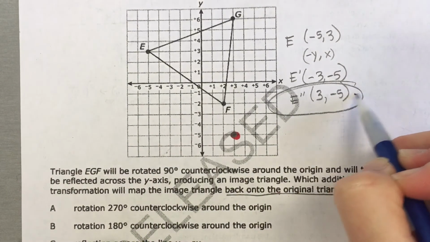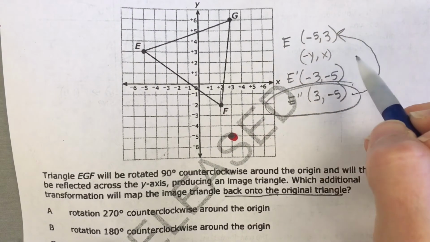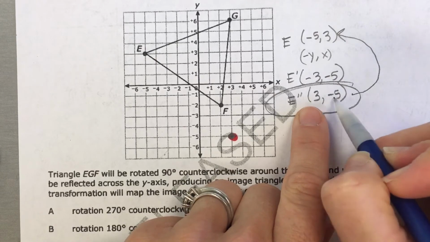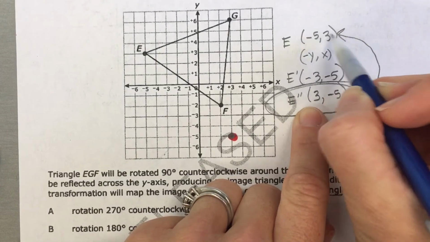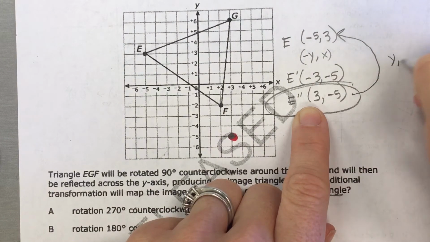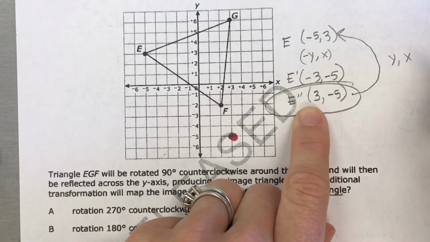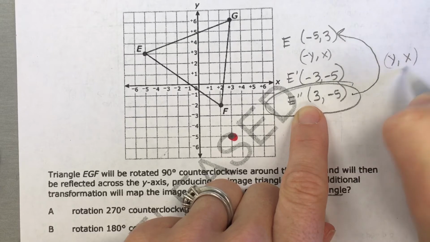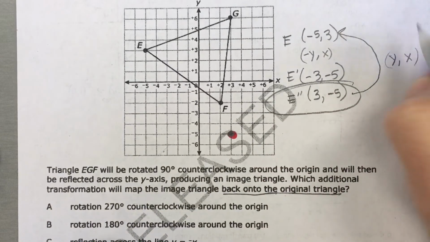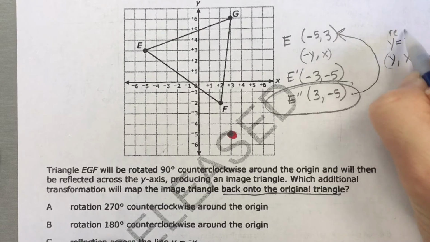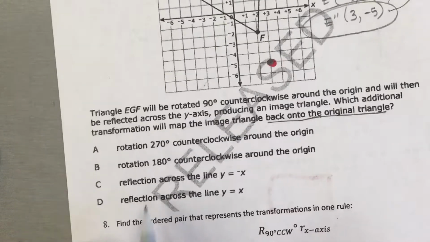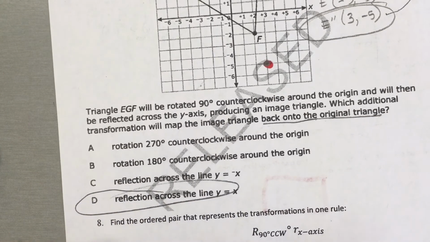So I need this point to go back to that one. Well, if you notice, if I want to go back to that one, they need to switch places. They need to switch places, and, oh, that's it. Neither one of them changed signs. So all they need to do is switch places. Well, what switches their places? A reflection over y equals x. So that answer is D.